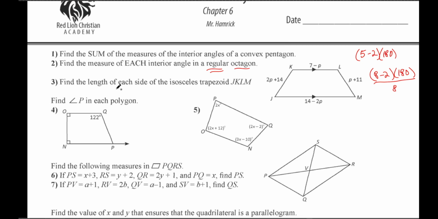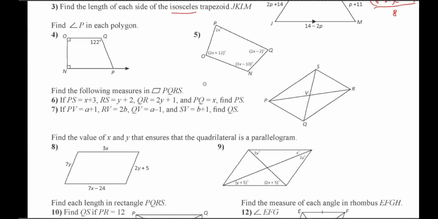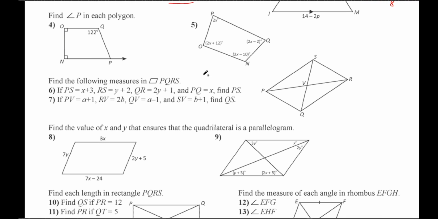All right, what about this? Find the length of each side of the isosceles trapezoid. What's true about the sides? Here are the sides right here, this KJ and LM. What's true about those two sides? It's isosceles, so they're congruent to each other. So you set them equal, solve for P, plug it back in, boom, you're done. All right, I don't have to go through that tediousness, do I?